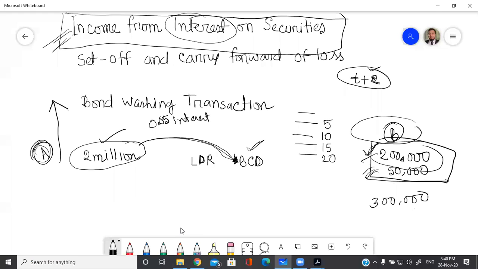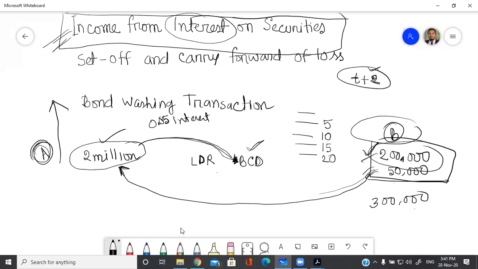Mr. A has sold his securities to Mr. B with a condition that after the books close date, Mr. B will return the securities to Mr. A. Have you got it? Yes, Mr. B will return the securities to Mr. A.